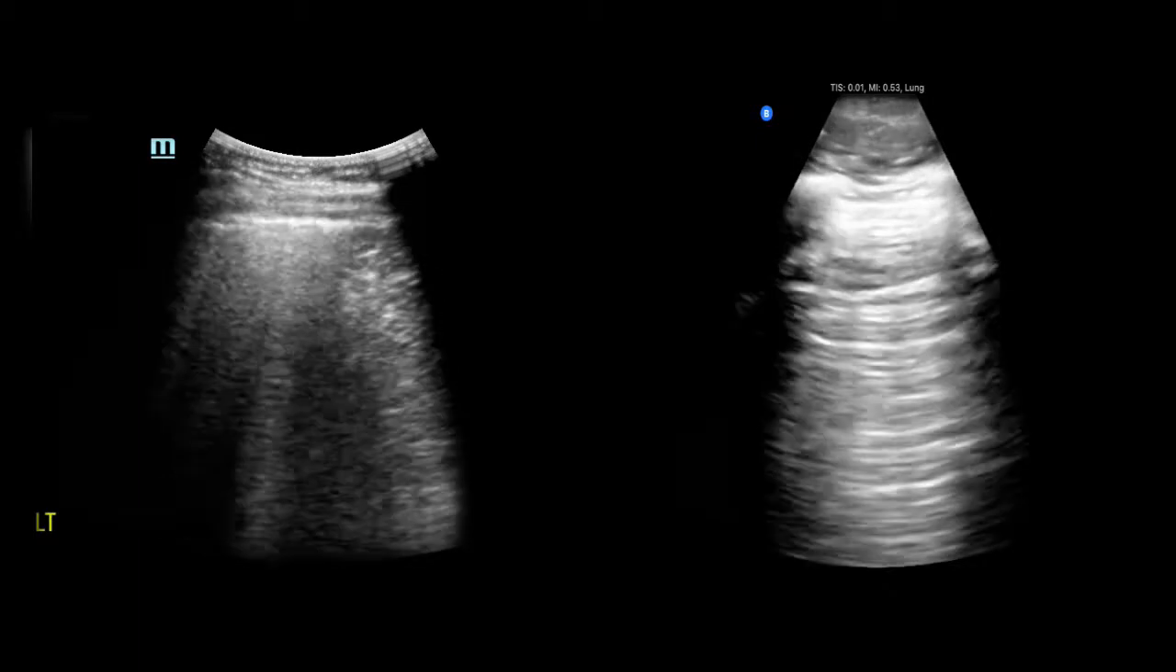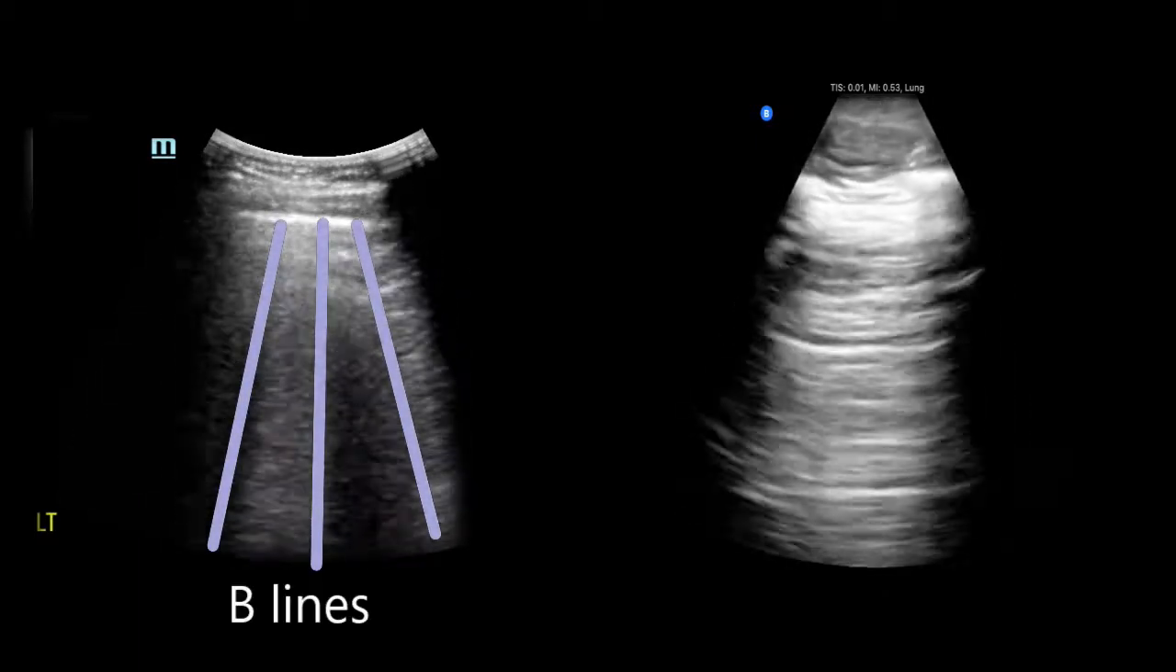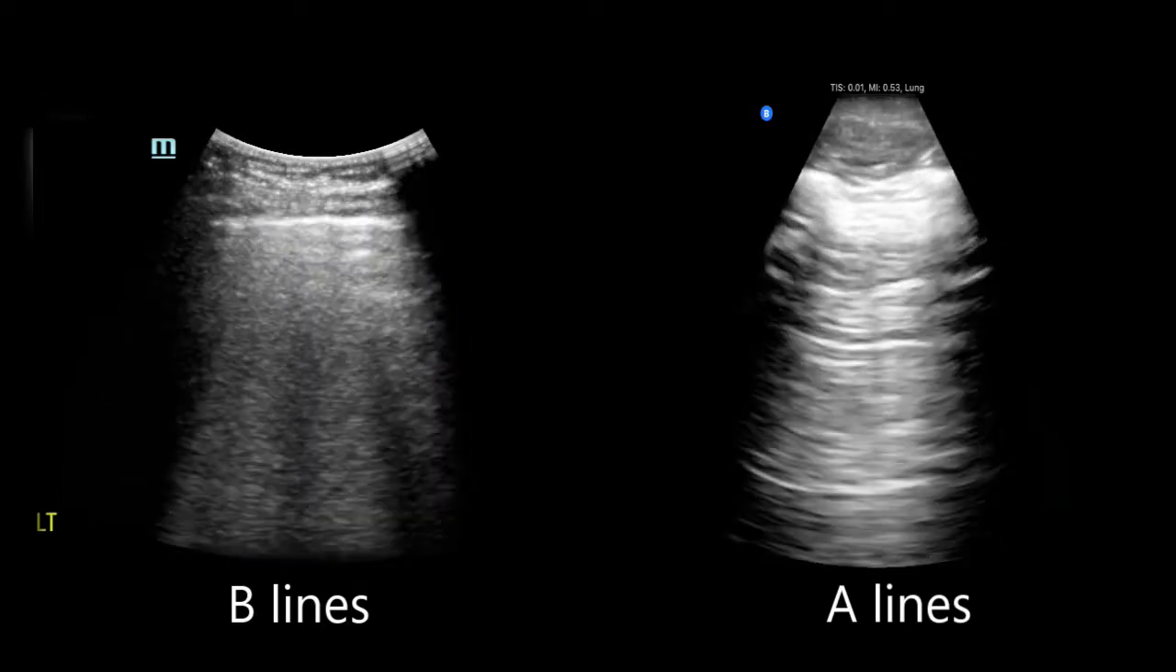lots of A lines. Now, the moment there's increased lung water, the ultrasound waves now find something to bounce around in and create these vertical lines called B lines. So compare these B lines on the left here compared to the A lines on the right.